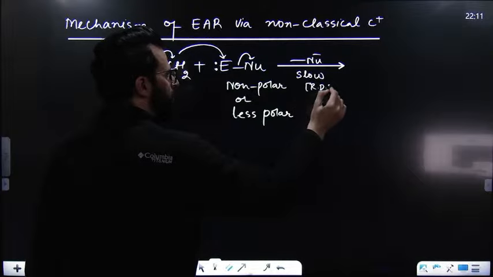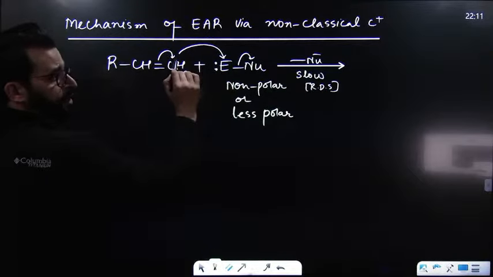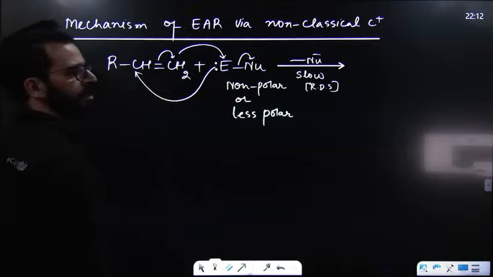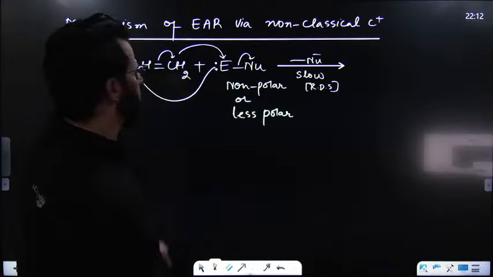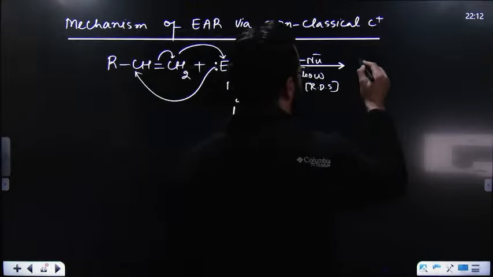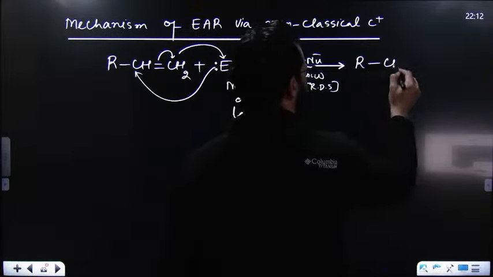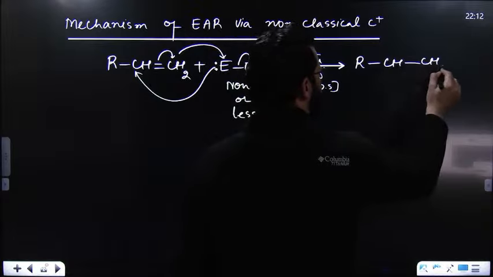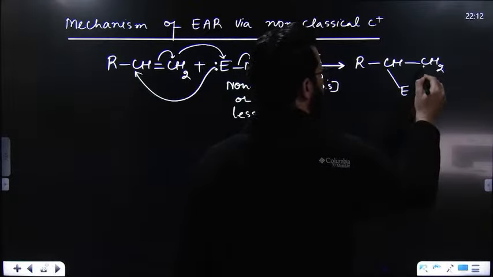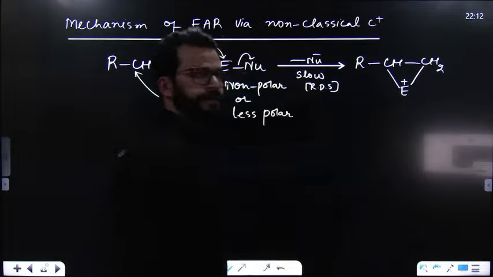But once it forms a bond, this carbon forms a bond with the electrophile. This electrophile, with the help of its lone pair, will form another bond with this carbon. After that, what will be the product? The product will be like this. This is known as cyclic intermediate.